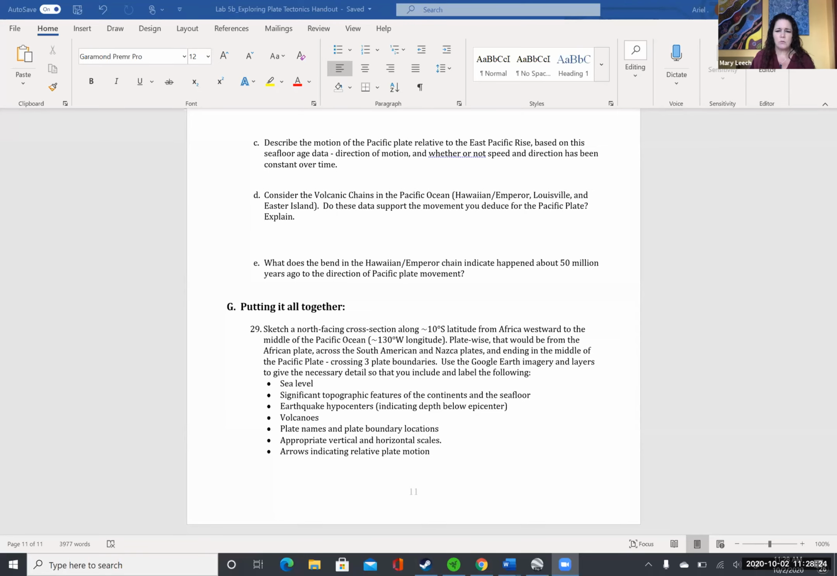And probably zoom out on Google Earth to do this so that you can see, and then orient your globe so that you can see Africa, South America, and the Pacific. And then draw a line all the way from the African continent across the Atlantic, across South America, and into the middle of the Pacific. Okay, here. That's what that question is asking you.